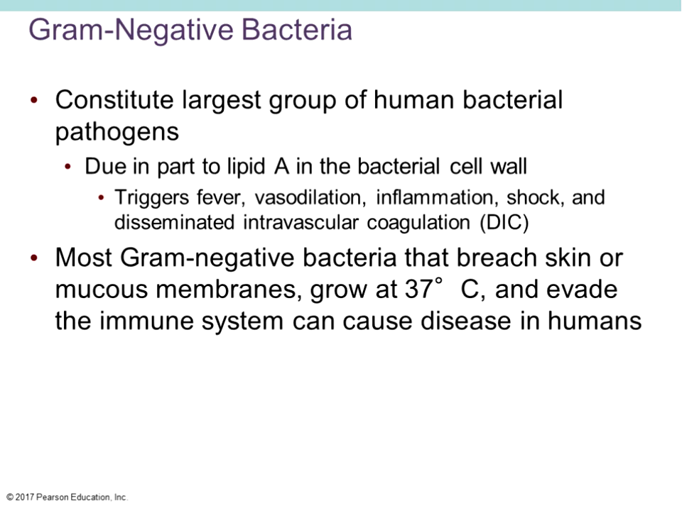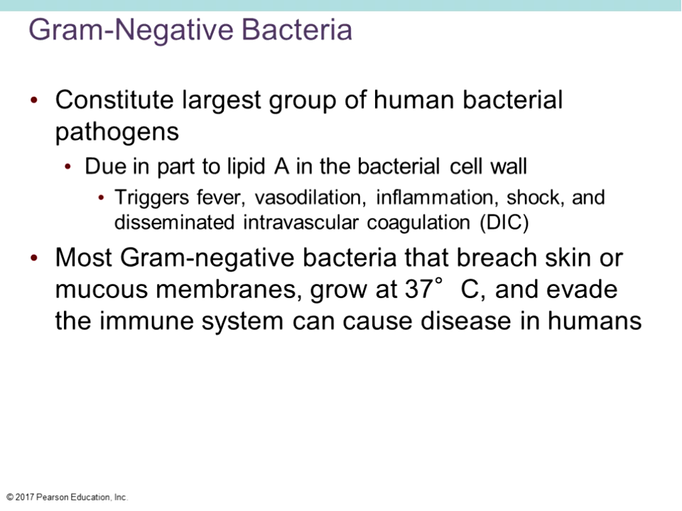What that lipid A toxin can do is cause a fever, cause the blood vessels to get really large, or what we call vasodilation, inflammation, activating the complement system, and shock, which remember is a drastic drop in blood pressure. It can even cause what's called disseminated intravascular coagulation. What that basically entails is that the blood can become coagulated within the organ and cause the organ to fail. Most gram-negative bacteria get into the body by breaching the skin or the mucous membranes.